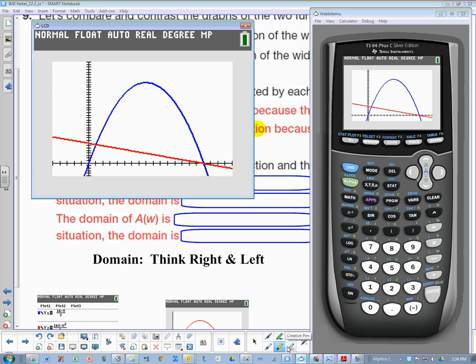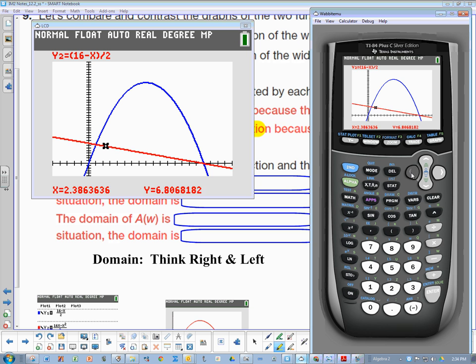Here's the larger screen. Now, I'm going to hit the trace button. And you'll notice that my icon is blinking on the parabola. I want it on the red line, so I'm going to hit the up or the down key. There it is. Now I can trace along the line. Now I want you to ask yourself, could I keep on hitting this left key forever and ever? And the answer is definitely yes. I can go left forever. And I can go actually right forever.